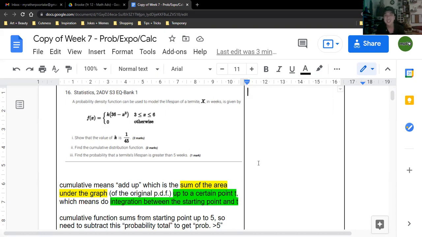All right, on to the math. So we are starting with some quote unquote statistics, but this is actually probability. This question is talking about a probability density function, and there are several parts with that. So let's tackle them one by one.